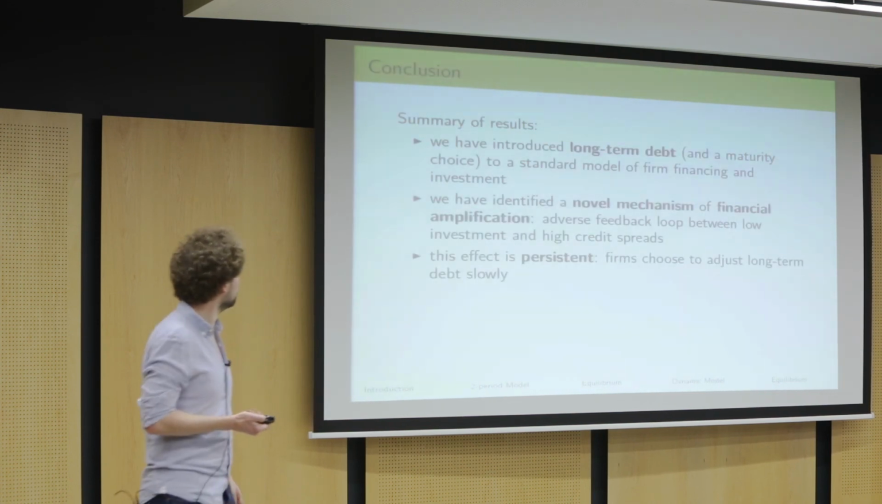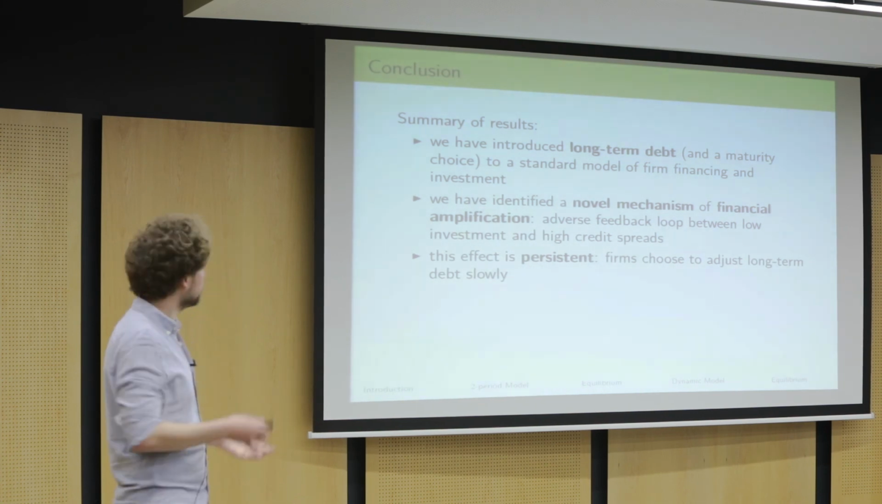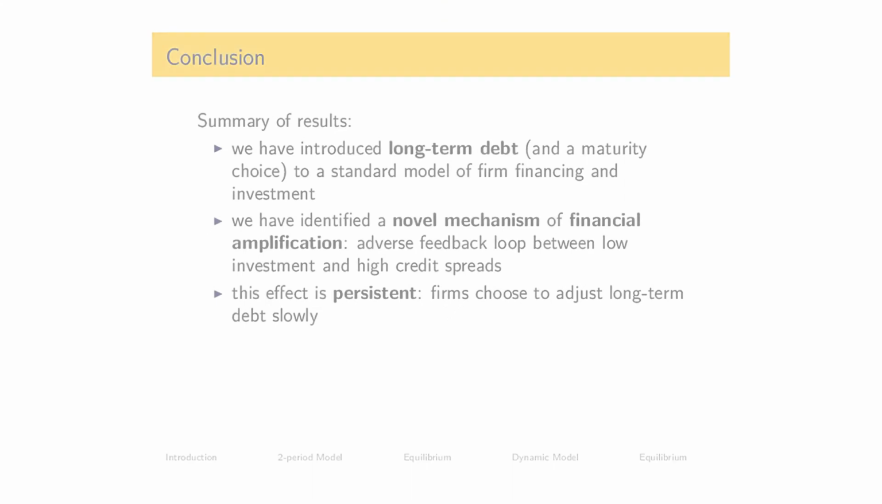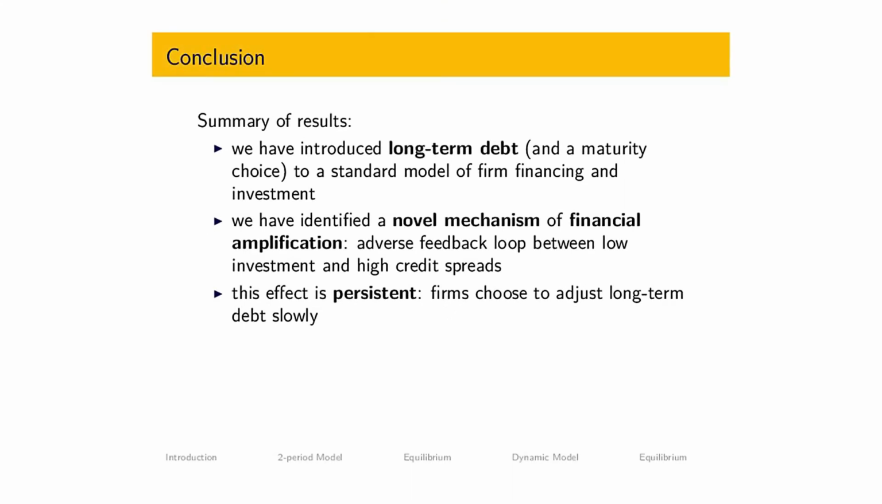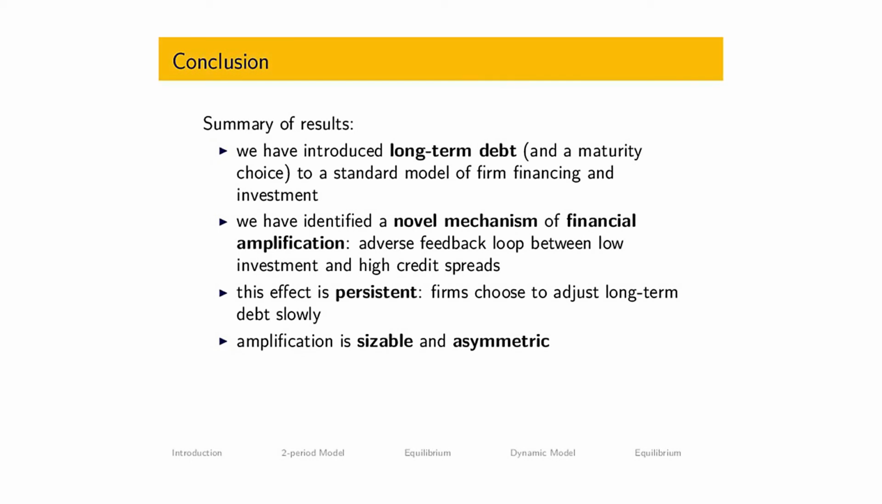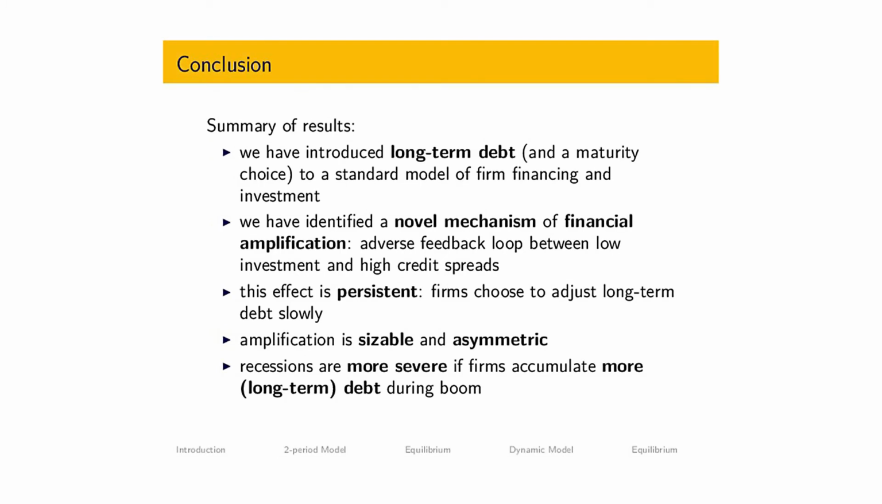And that's it. What we did was introduce long-term debt to a pretty standard model of financing investment, and this gets a new, interesting financial amplification mechanism, an adverse feedback loop between investment and high credit spreads. And this effect is persistent because of firms' endogenous choice of long-term debt. We find a sizable and asymmetric amplification effect, and something which could lead to a policy implication at some point is that recessions are more severe if in good times firms accumulate more debt. That's something policymakers can worry about.